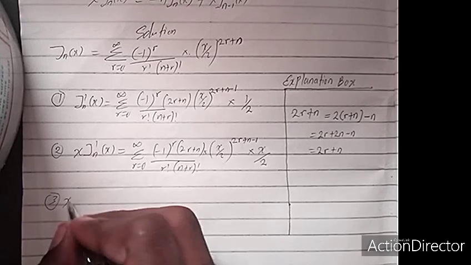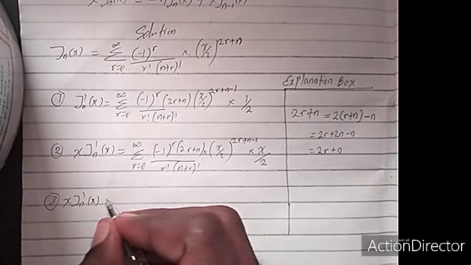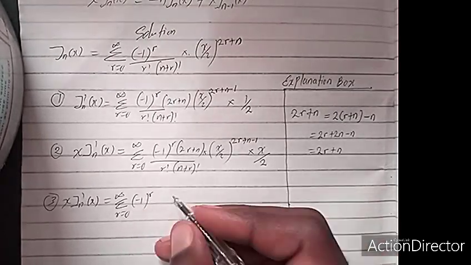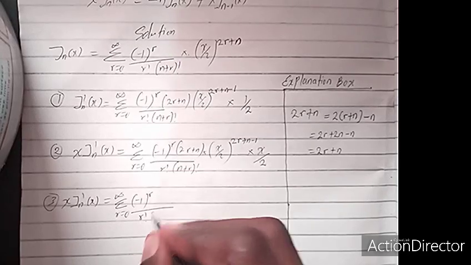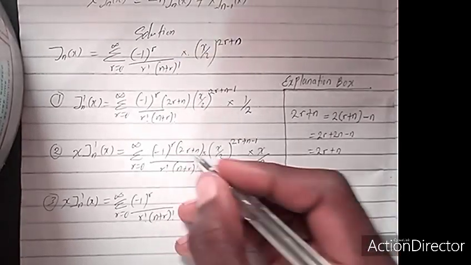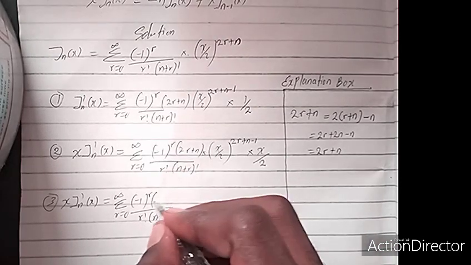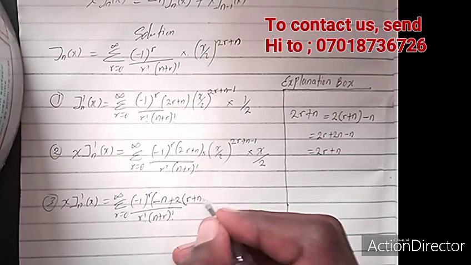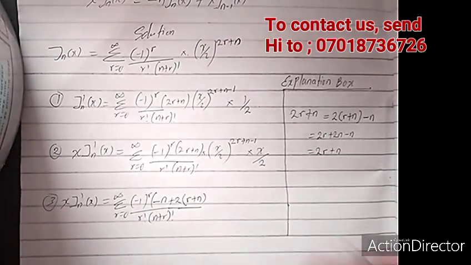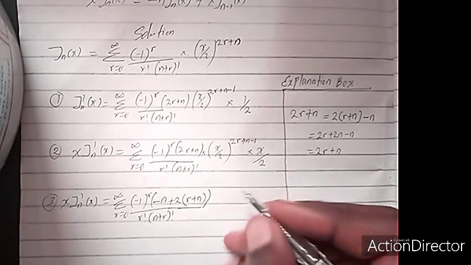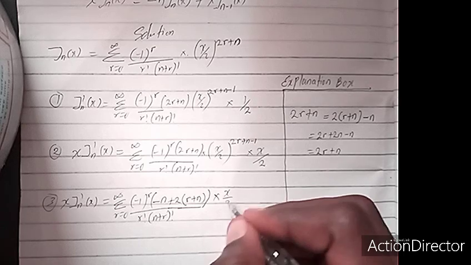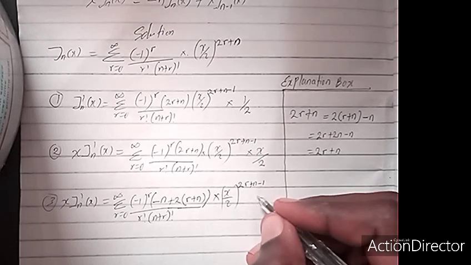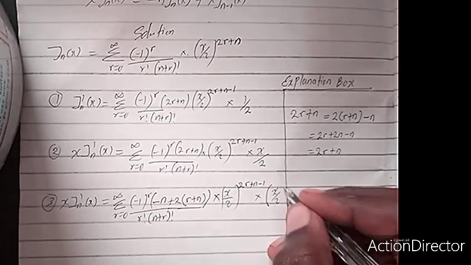So I'll rewrite xJn prime of x equals this repeated, (-1)^r, my denominator r factorial, this, (n plus r) factorial. Now this bracket I want to change, we now write it as minus n plus 2 into bracket r plus n from the explanation we did earlier. So you close your bracket, you still have these multipliers over this, (x over 2) raised to power 2r plus n minus 1 multiplied by, let me write it this way, x over 2.